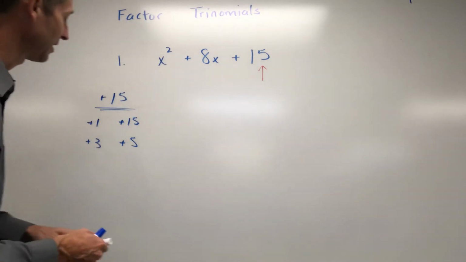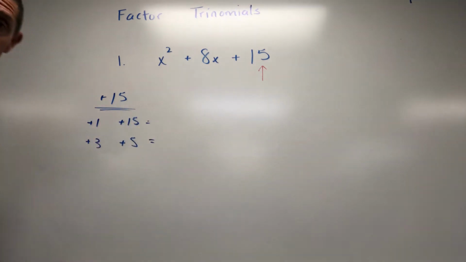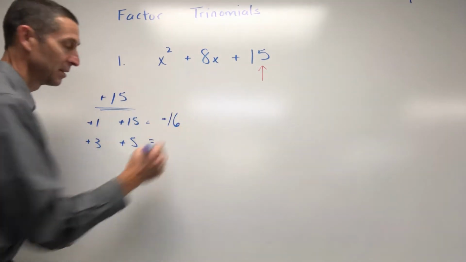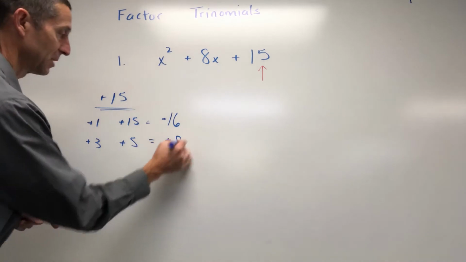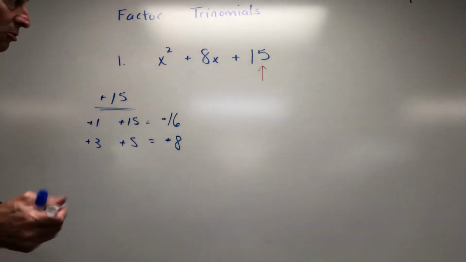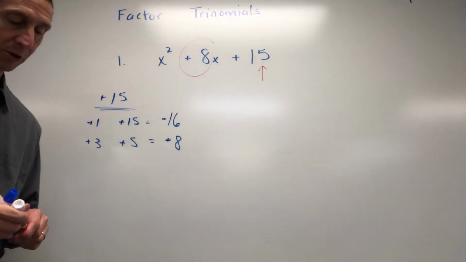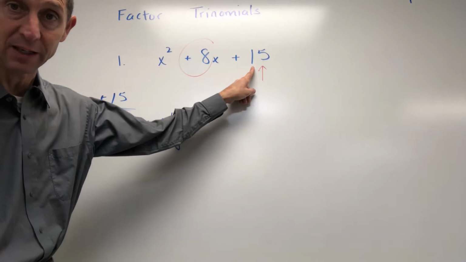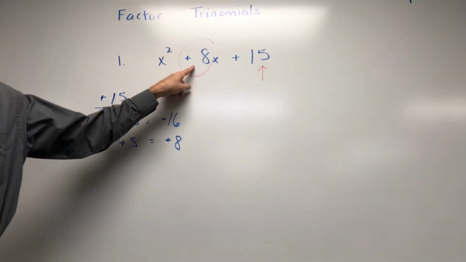What you do next is we're going to take this list and we're just going to add them across. Like here's 1, here's 15. If I add it up, that's positive 16. Here's 3, here's 5. If I add it up, that's positive 8. Now what you're looking for is that middle term right there. So we're trying to find two numbers that multiply to give me 15. The same two numbers add to give me the 8.